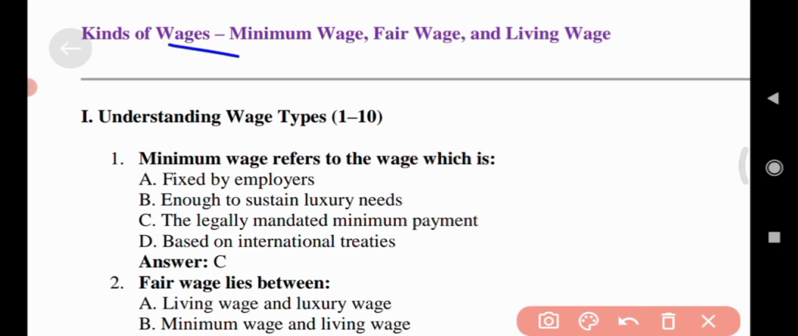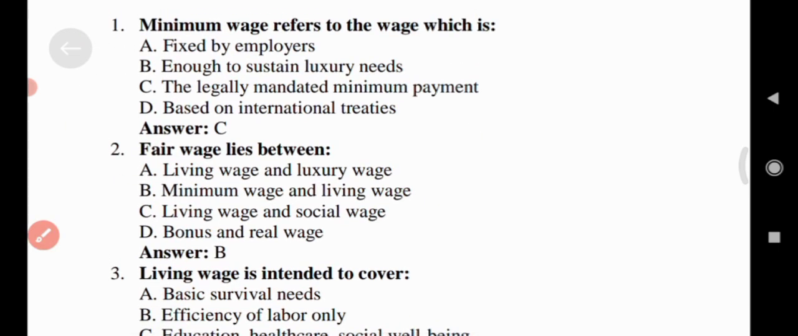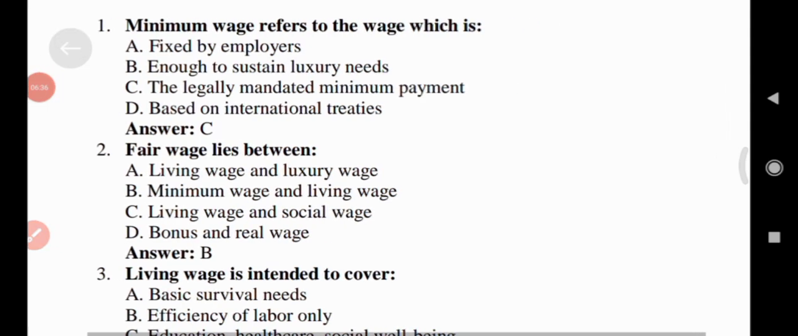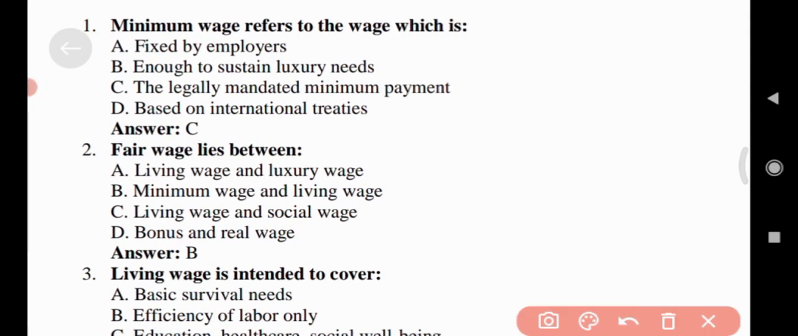Kinds of wages: minimum wage, fair wage, and living wage. Understanding wage types. Minimum wage refers to the wage which is option C, the legally mandated minimum payment.